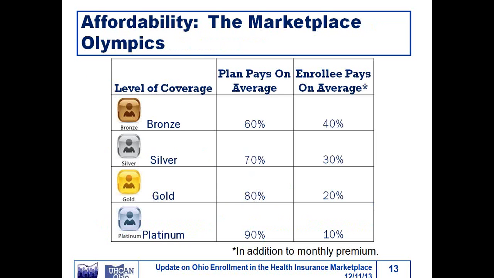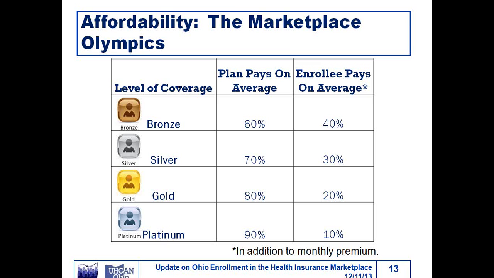Your benefits will change. So affordability, or what we like to call the marketplace Olympics. There are 4 levels of coverage offered in the plan. What each level of coverage offers differs. The cheapest plan is the bronze plan, and it's cheapest because it pays an average of 60% of your health care costs, and the enrollee is going to pay 40%.